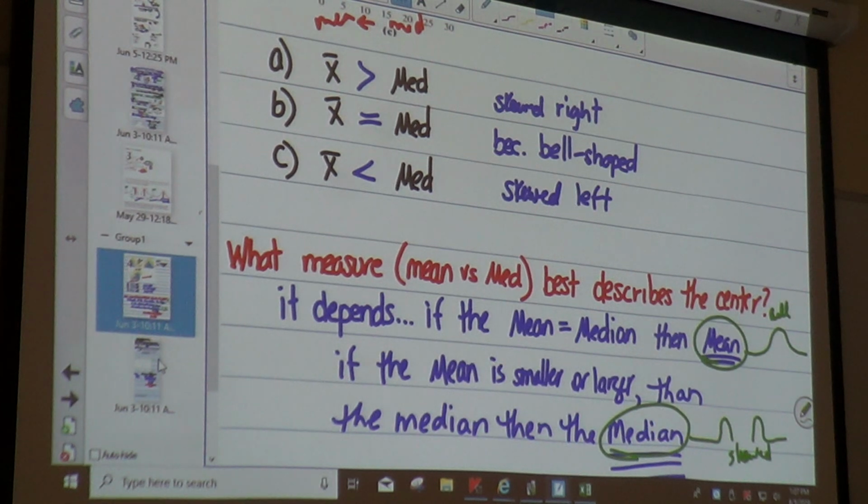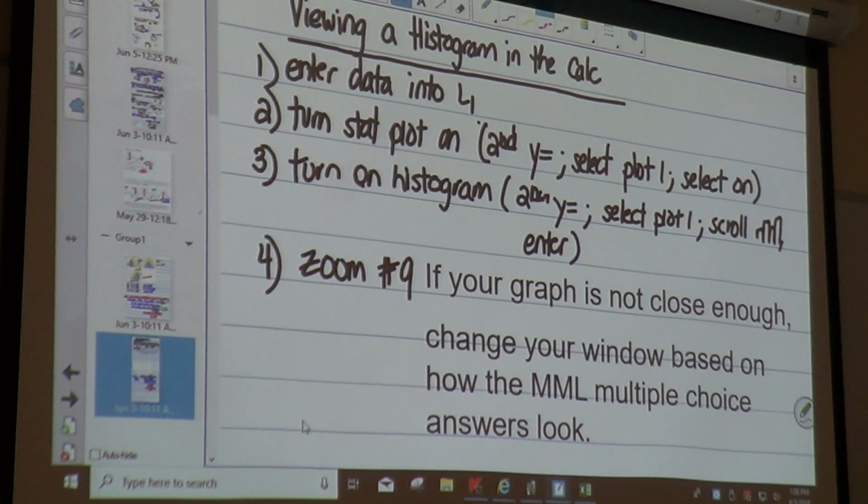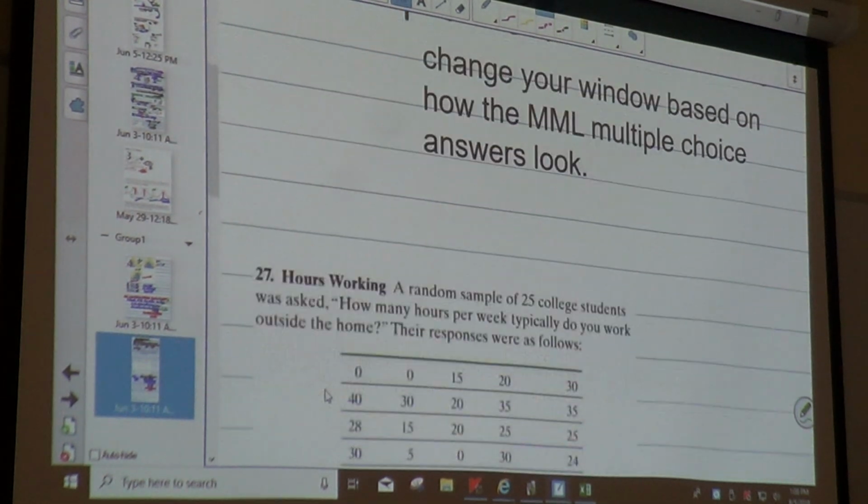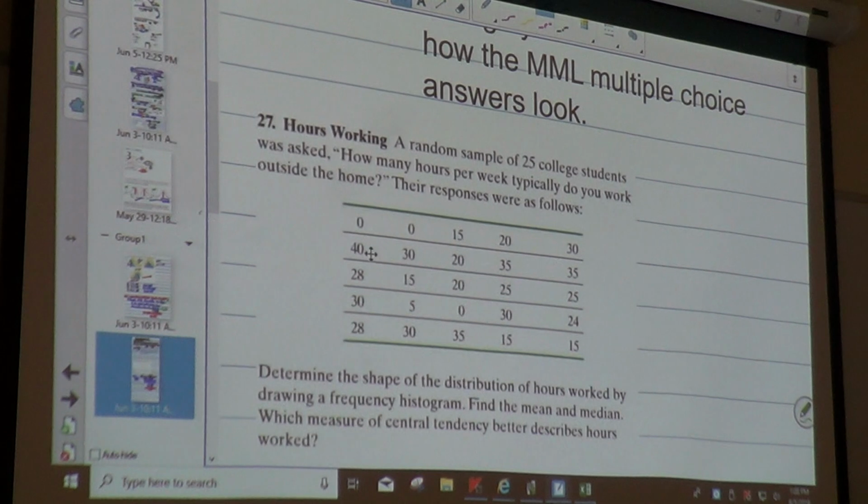All right, one more page of these notes. We've put in data and we've done the mean, median, and mode. We're now going to put in data and graph a histogram. Y'all ready? All right, let's look at this data.